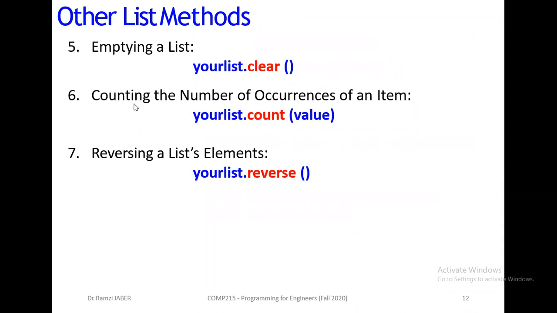Also, we have counting the number of occurrences of an item. Here we have your list dot count and a value. If you want to count, for example, how many times element number 1 occurs inside the list, just write your list dot count value. We'll use some examples right now. The last one, reversing a list's elements: your list dot reverse.